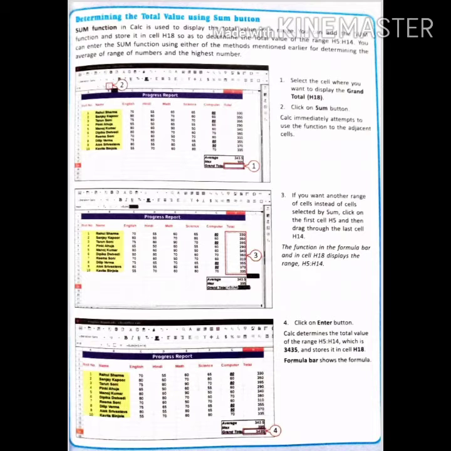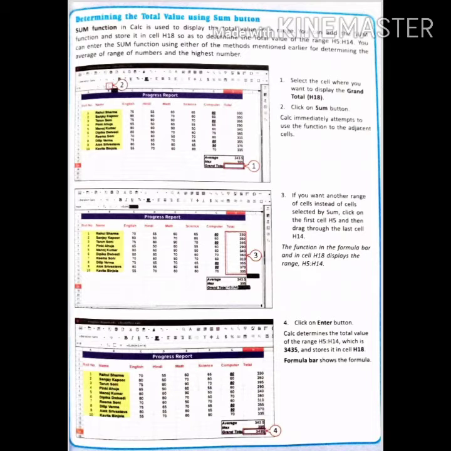First, select the cell where you want to display the grand total, H18. Second, click on the Sum button. Calc immediately attempts to apply the function to the adjacent cells. Third, if you want another range of cells instead of the cells selected by Sum, click on the first cell H5 and then drag through the last cell H14. The function in the formula bar and in cell H18 displays the range H5:H14. Fourth, click on the Enter button.